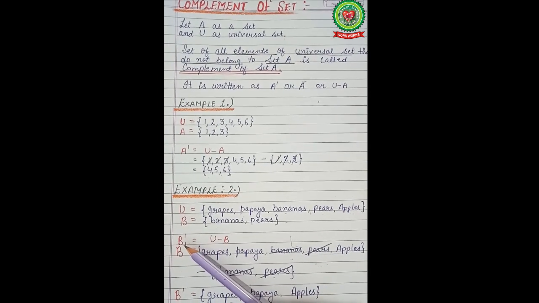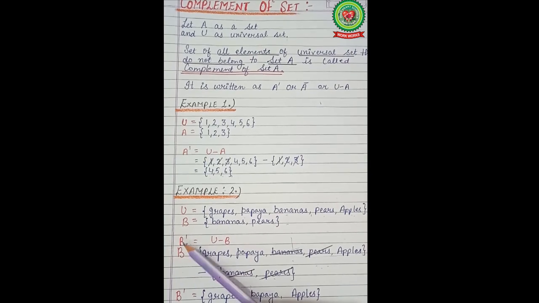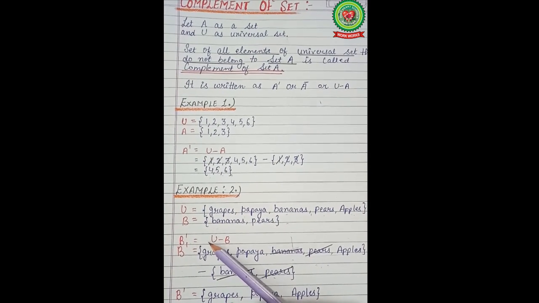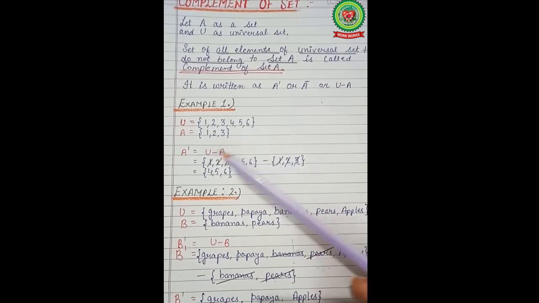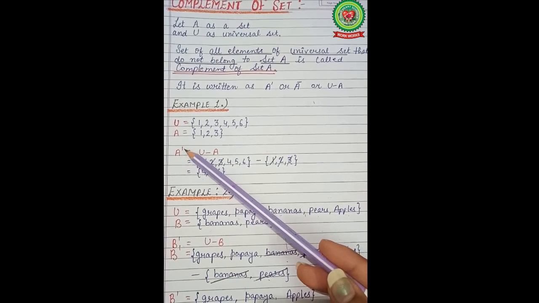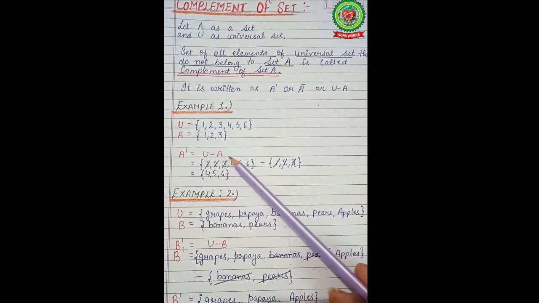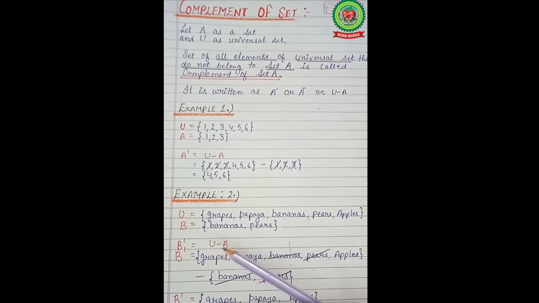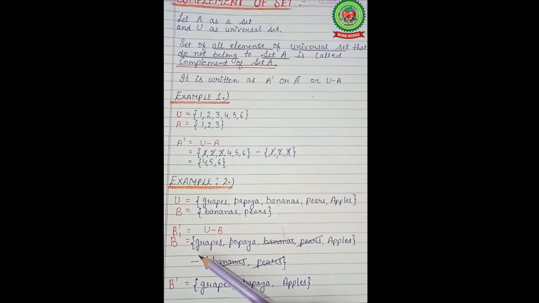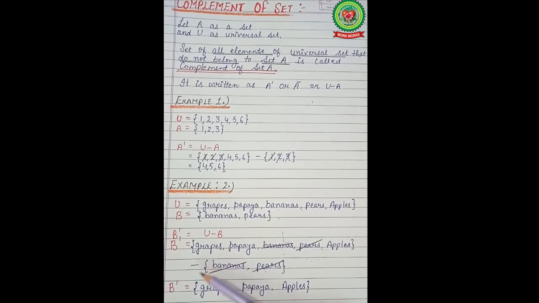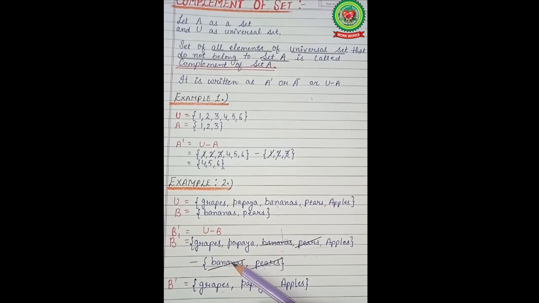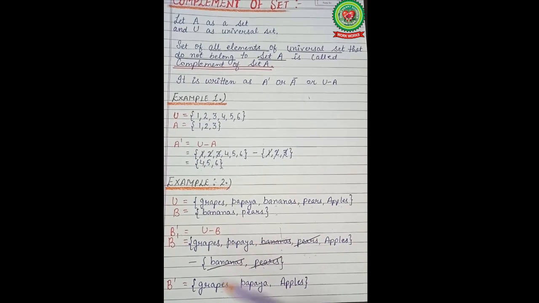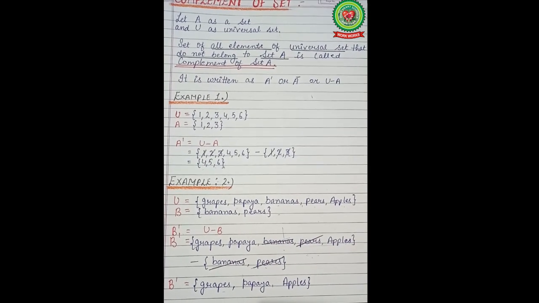So here you need to find the complement of set B. You will write B dash, that means B complement is equal to U minus B. Previously, you were finding the A complement, so you were writing U minus A. Now you need to find the complement of set B, so you will write U minus B. Here you will write all the elements of the universal set minus all the elements of set B. Now you will see which are the common elements in both these sets.